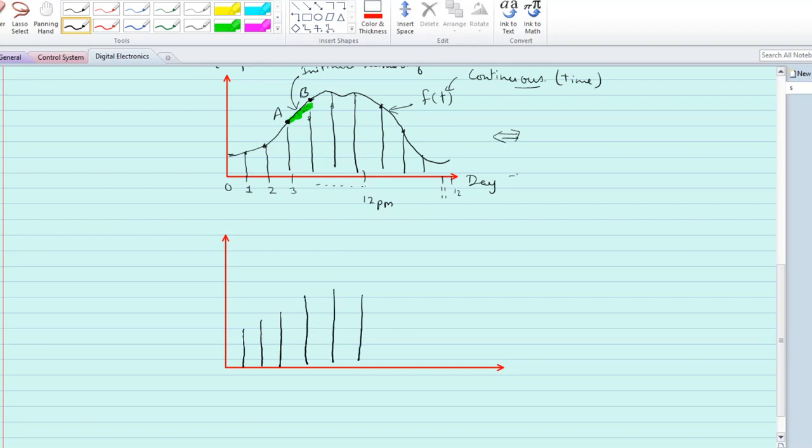Okay, and this is not a continuous signal. This signal is actually a discrete signal. This is a discrete signal. These types of signals are generally known as digital signals.